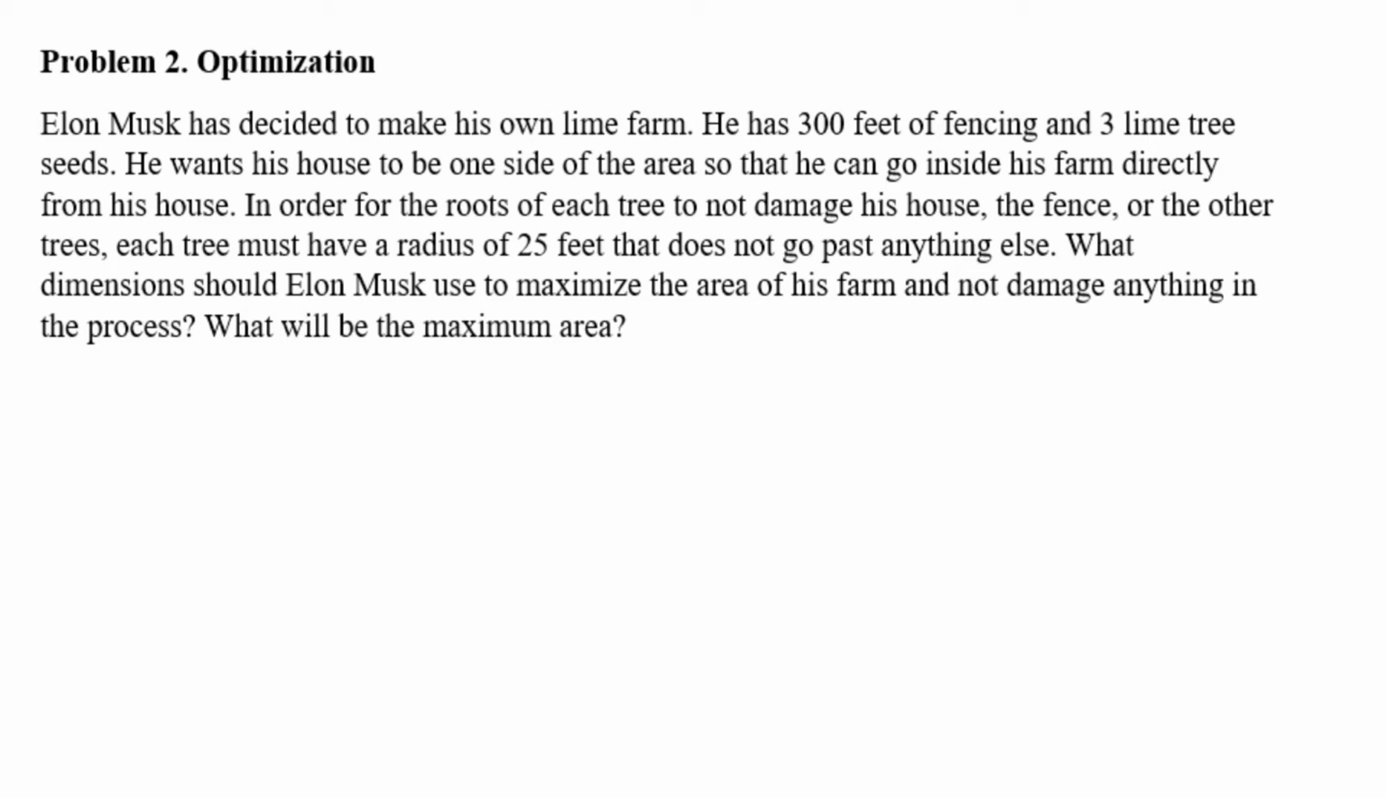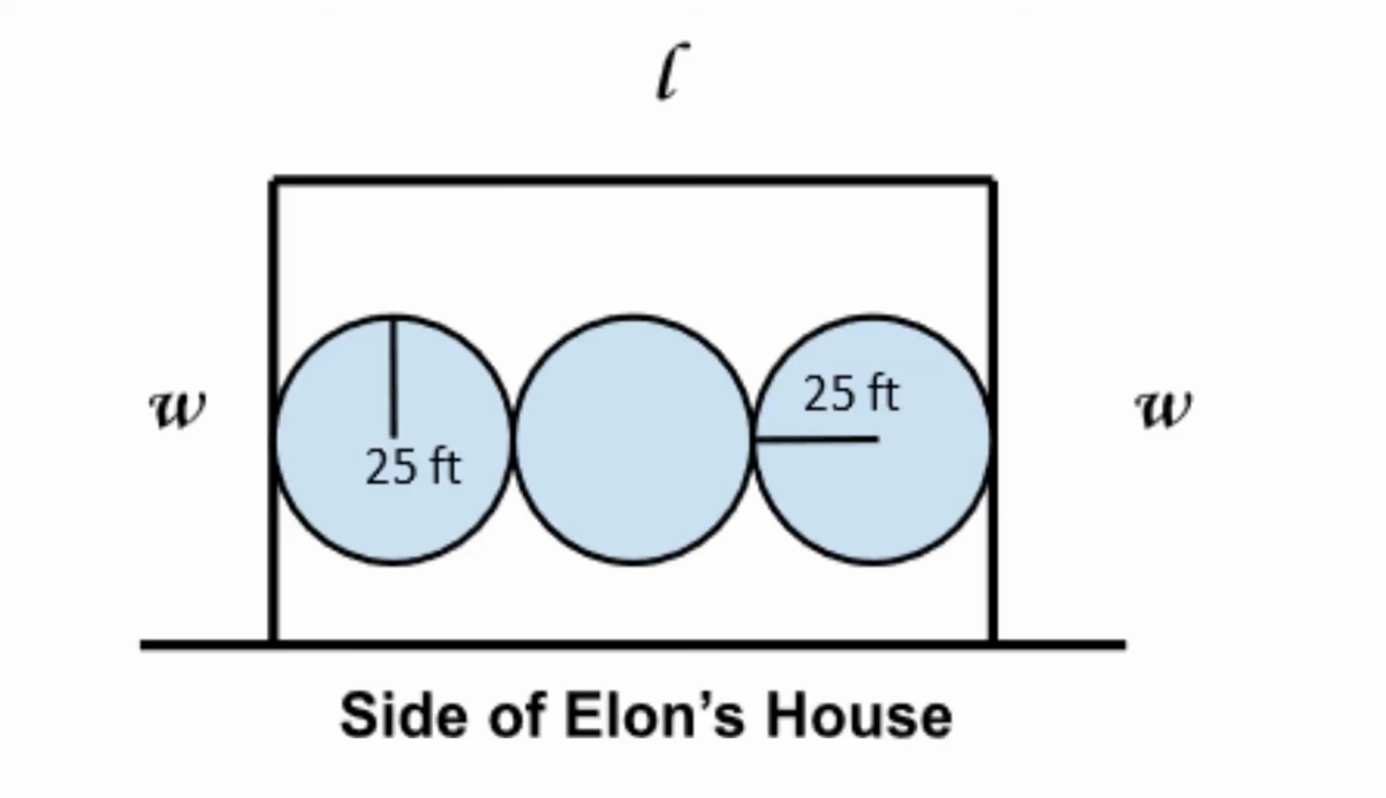So first, it helps to draw a picture and see what exactly we are working with here. So here you can see that the side of the house is going to be one of the lengths, and then he has 2 widths on the other sides. Each tree in the middle will have a radius of 25 feet, and so a diameter of 50 feet for each tree.